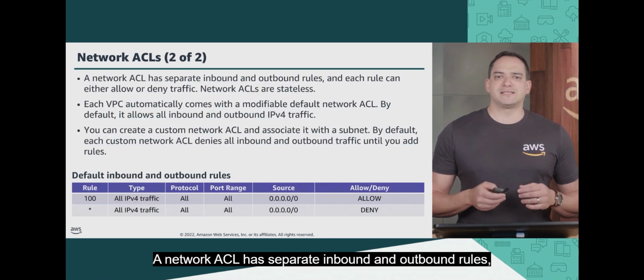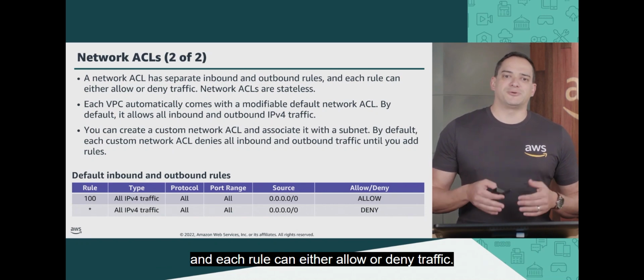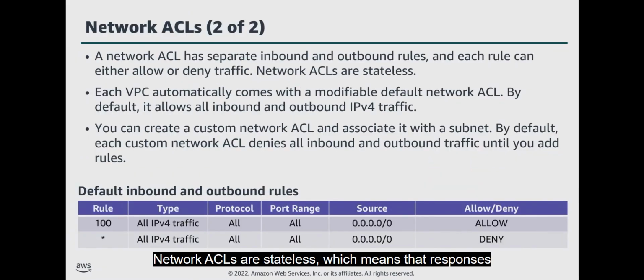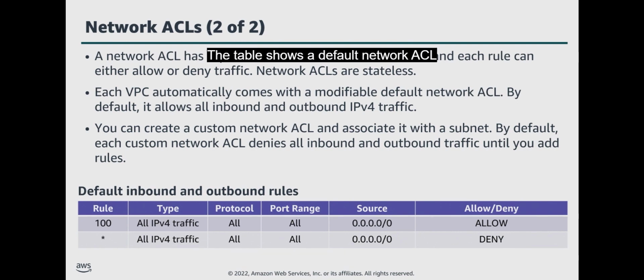A network ACL has separate inbound and outbound rules, and each rule can either allow or deny traffic. Network ACLs are stateless, which means that responses to inbound traffic are subject to the rules for outbound traffic and vice versa. Your VPC automatically comes with a modifiable default network ACL. By default, it allows all inbound and outbound IPv4 traffic, and if applicable, IPv6 traffic. The table shows a default network ACL for a VPC that supports IPv4 only.